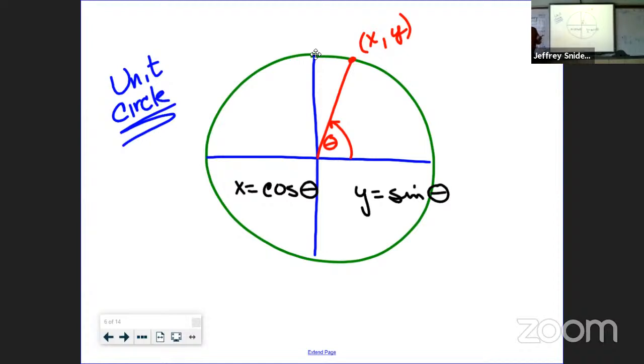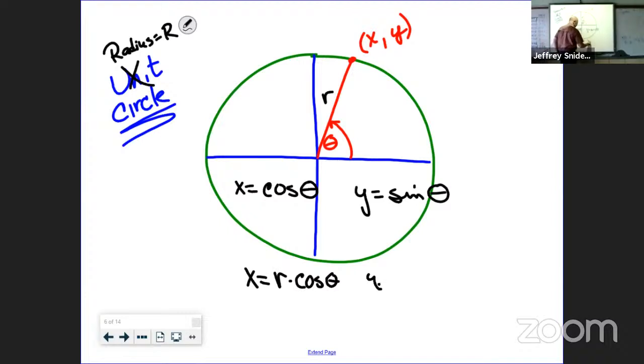Then we went and said, what if it's not a unit circle? What if all of a sudden I went up here and said, oh, this is not a unit circle. This has a circle, a radius of r. So now we're going, oh, not unit, it's a radius of r. How does that change this? Yeah, it just makes it x equals r times the cosine of theta, and y equals r times the sine of theta. Okay.